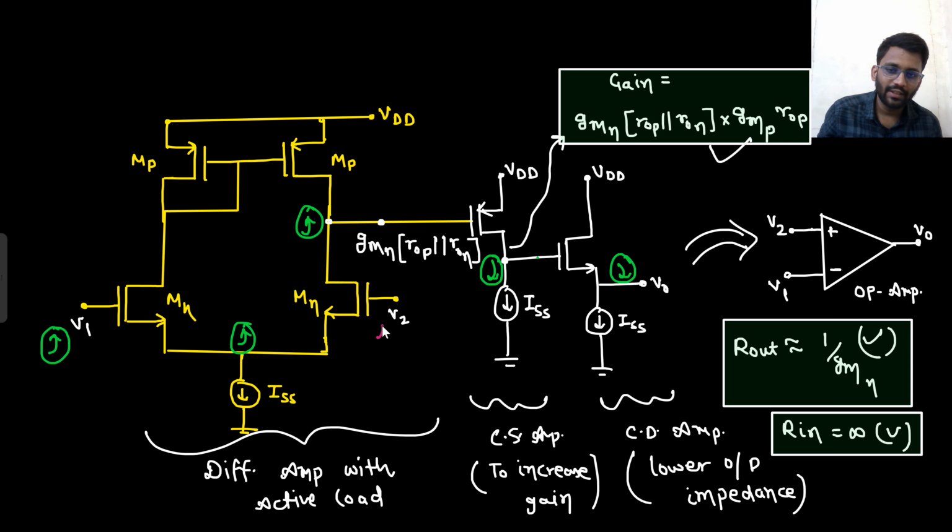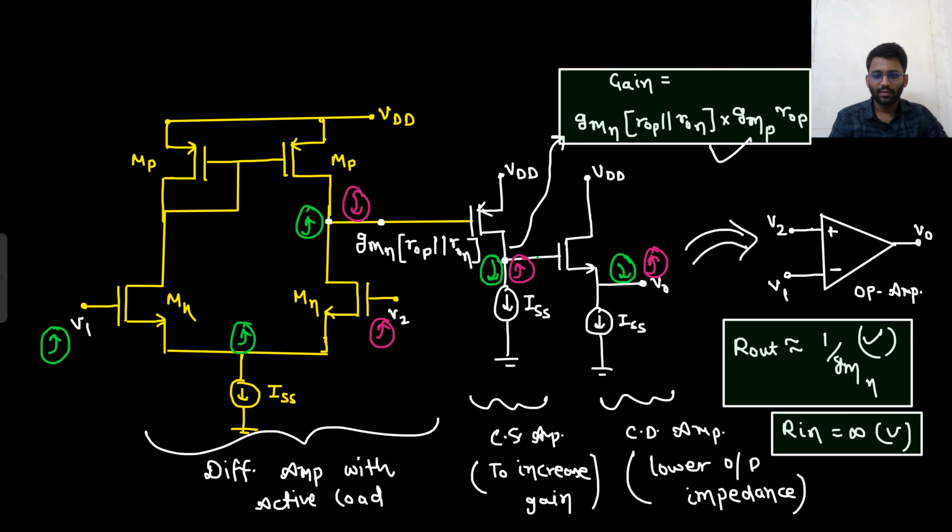If this node increases, then this node will go down. Gate to drain, there is an inversion. Then again gate to drain: if this node goes down, this node will go up. If this node goes up, this node will go up, because from gate to source there is no inversion. So if V2 is going up, finally V0 is also going up. So V2 will be this V positive. So this is the op-amp design that we have done, and that was the required one.